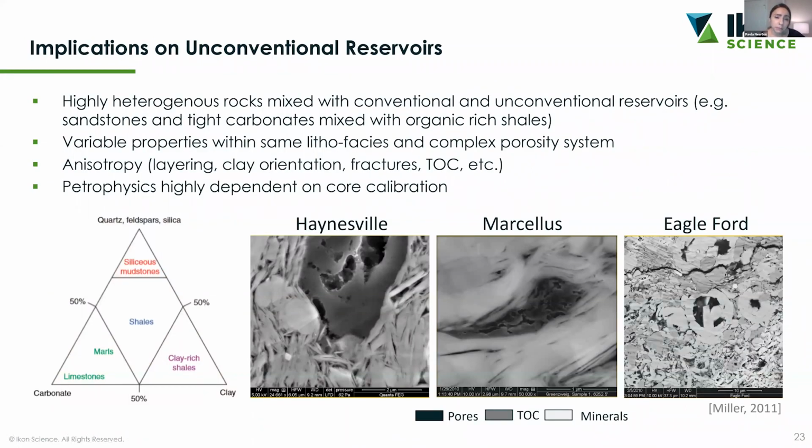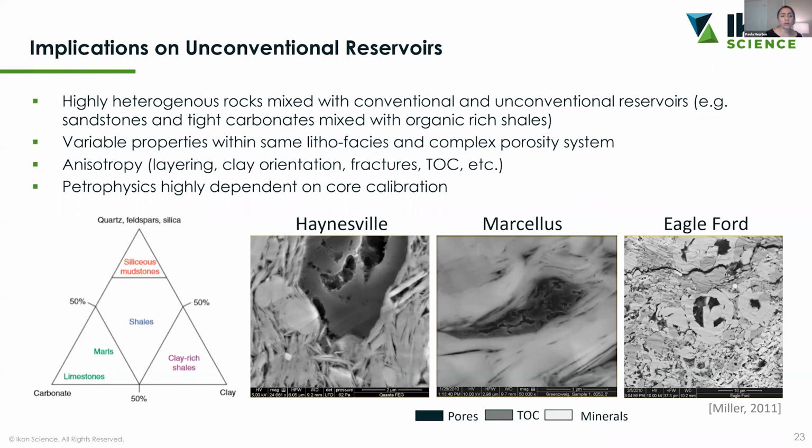Let's complicate things a little bit, because Mother Nature is not that nice sometimes to us in terms of oil and gas. So unconventional rocks are going to include different challenges. So there are some implications that we need to consider. Here are some images, CAM images from Miller in Haynesville, Marcellus, and Eagleford. The first thing that we know, and this is probably a no-brainer, is that these are highly heterogeneous rocks that could be mixed with conventional and unconventional reservoirs. Let's say sandstones mixed with tight carbonates. And on top of that, we mix them with organic shales like the examples in the Permian.